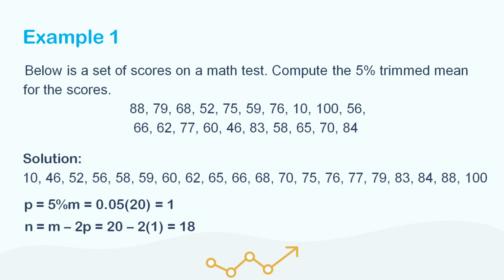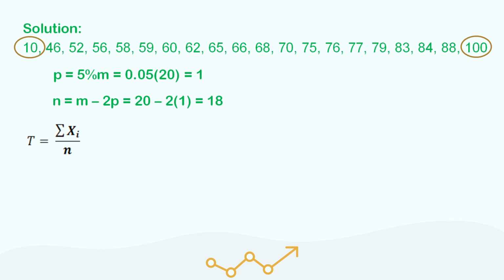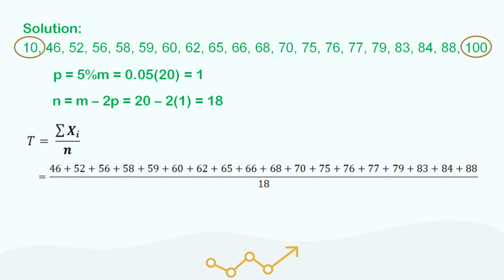And we're going to use these values to find the 5% trimmed mean. So we're going to remove 1 from the lower bound and 1 value from the upper bound. That's the value of p. And using the formula t is equal to sigma xi over n, we can add all these remaining values. You have 18 values, 46 to 88, divided by 18. The answer is 68. Therefore, the 5% trimmed mean is 68.